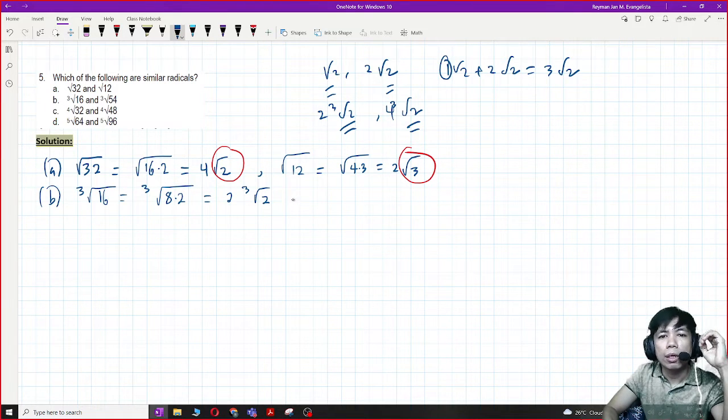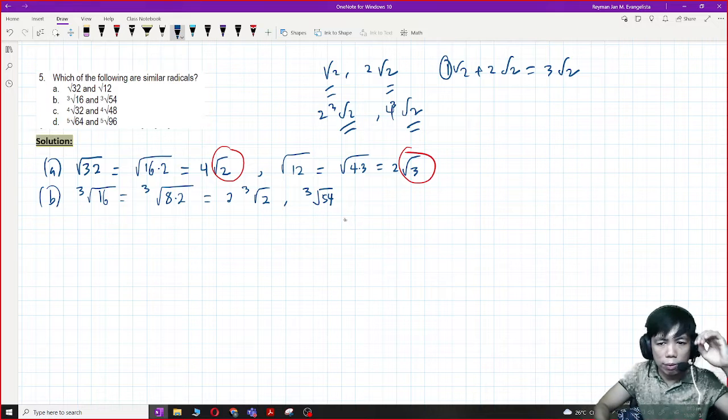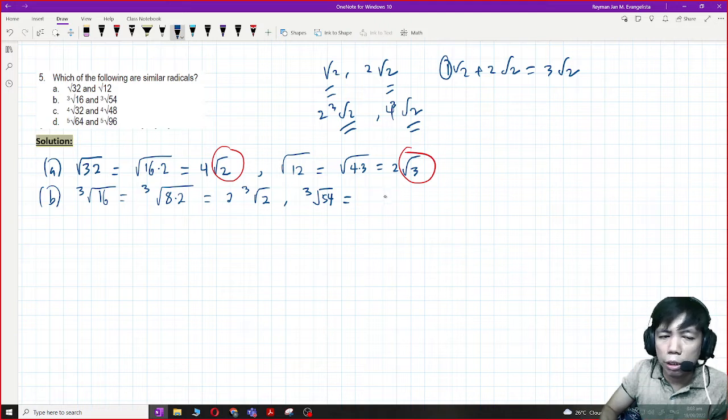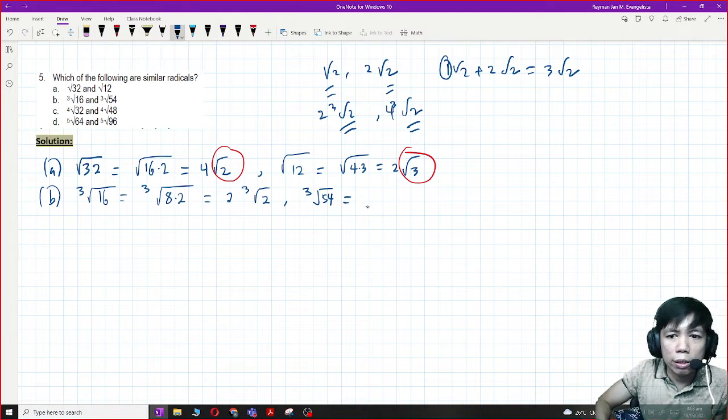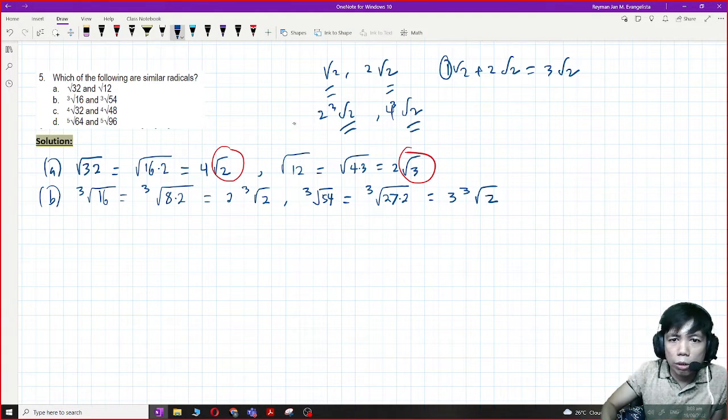2 cube root of 2. Okay? Now how about cube root of 54? Okay, ano yung factors niya na merong perfect cube? Okay, so that is 27 and 2 guys. Okay, cube root of 27 times 2. Yung 27 guys is 3 cubed. Okay, so pwedeng lumabas yung 3. Kaya 3 cube root of 2. Okay, so meron tayong cube root of 2 dito.